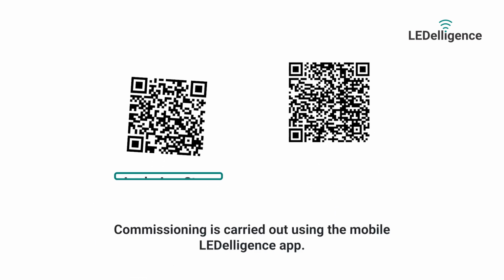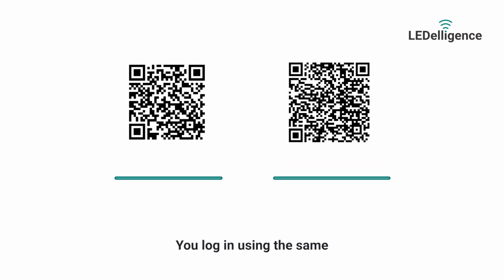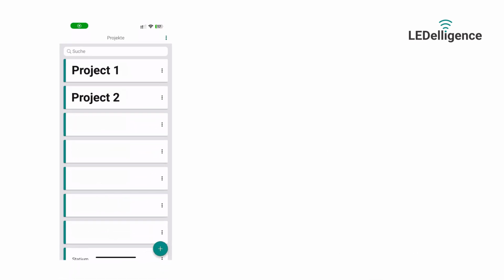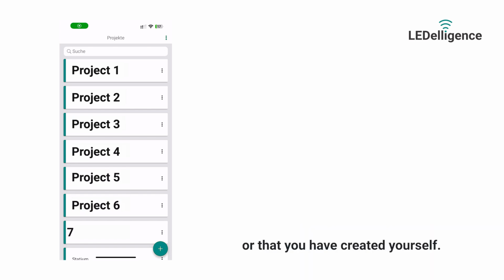Commissioning is carried out using the mobile LEDelligence app. To use the app, an active Bluetooth and internet connection are required. You log in using the same credentials as in the previously created project. In the app, all projects are displayed that have been assigned to you, or that you have created yourself.